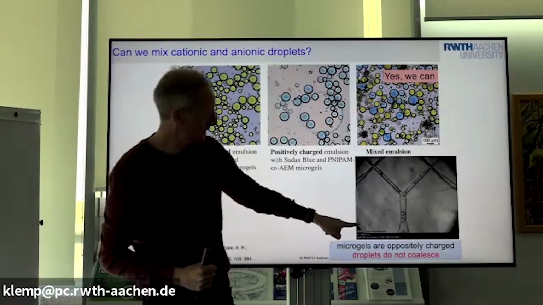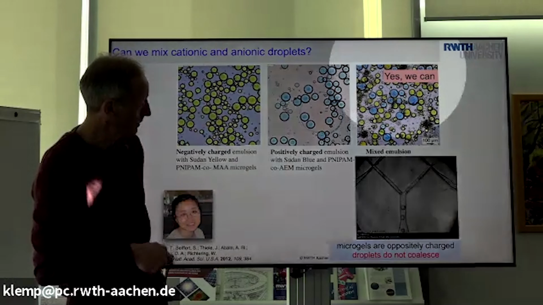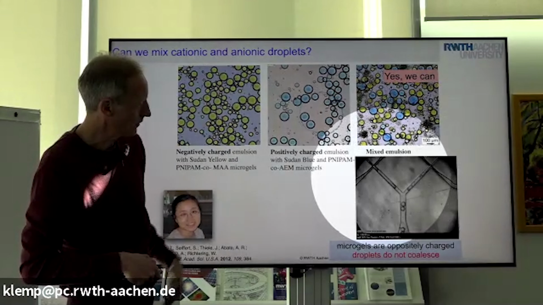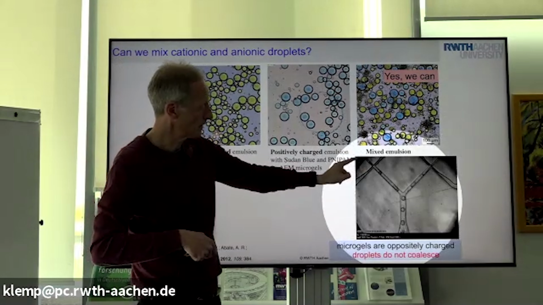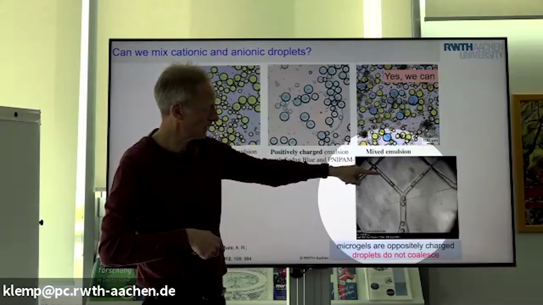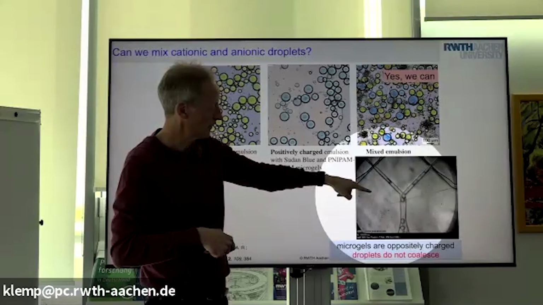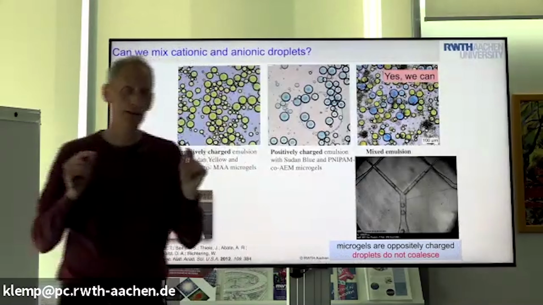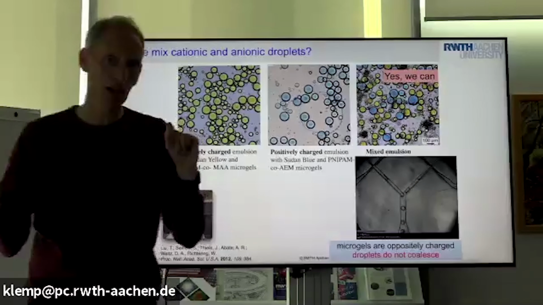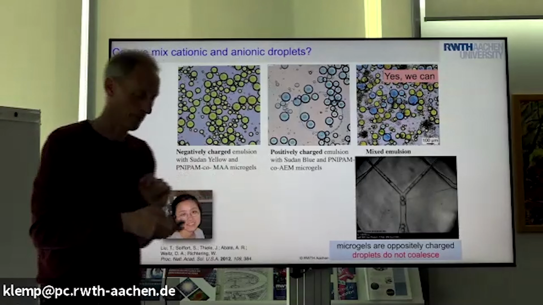And this is also shown in this microfluidic experiment, where from the one side we create droplets stabilized with a negatively charged microgel. From the other side we have the oppositely charged microgels. And you see that the droplets don't care. So despite the fact that the microgels have different charge and the droplets have different charge, they are stable.